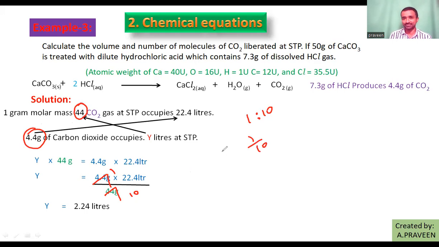Is it or not? Right, so 1:10. Here, reducing 10 times, 44 reducing 10 times will give you 4.4. Is it or not? 44 into 1/10 is equal to 4.4. Then that same thing I will apply to this one: 22.4 also reducing 10 times.